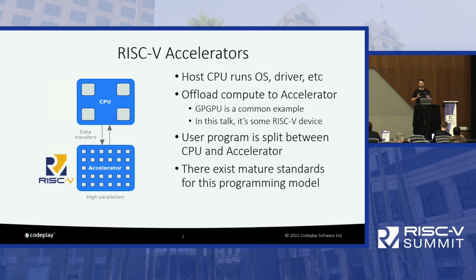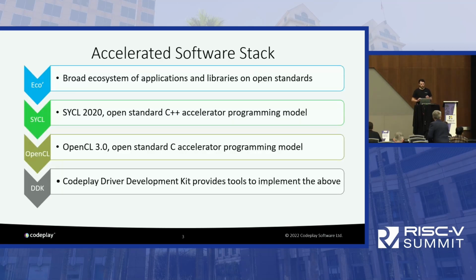So in a heterogeneous compute language, the user program is split between some code running on the CPU and some code running on the accelerator. And there already exists a range of mature standards for this kind of programming model. So what are those mature standards?